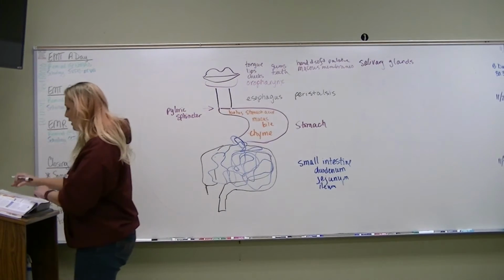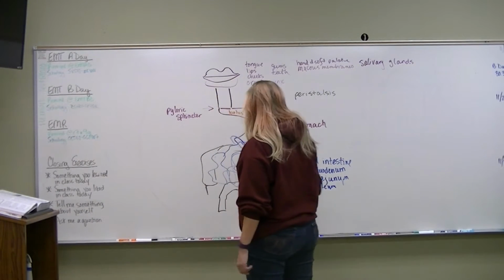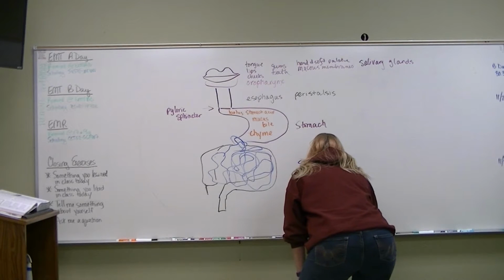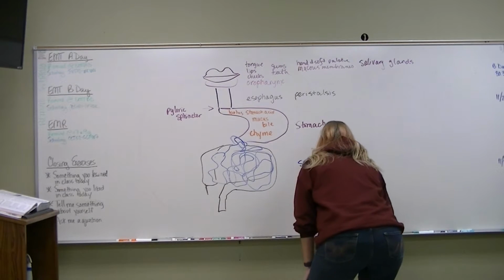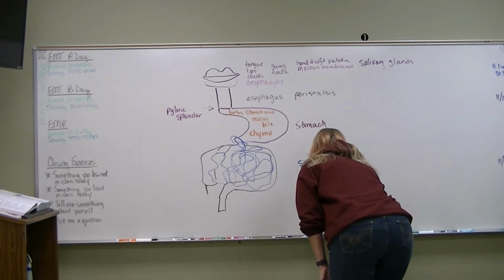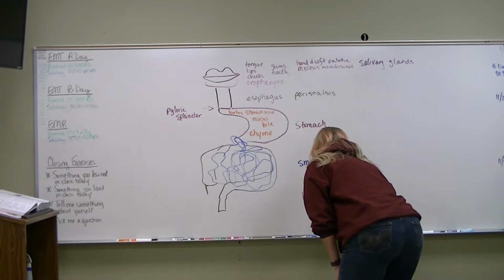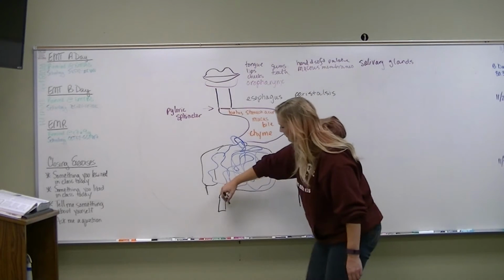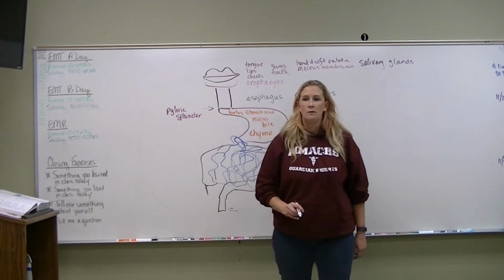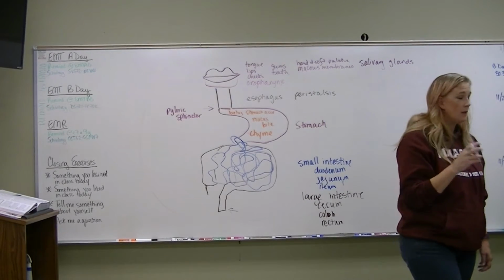Okay? There are 3 parts to your large intestine. What are the 3 parts to your large intestine? The cecum. Large intestine is brown. Okay, we have the cecum, the colon, and the rectum. This is our rectum right here. So what is this sphincter called? Anal sphincter. It's called the anal sphincter. That's right.